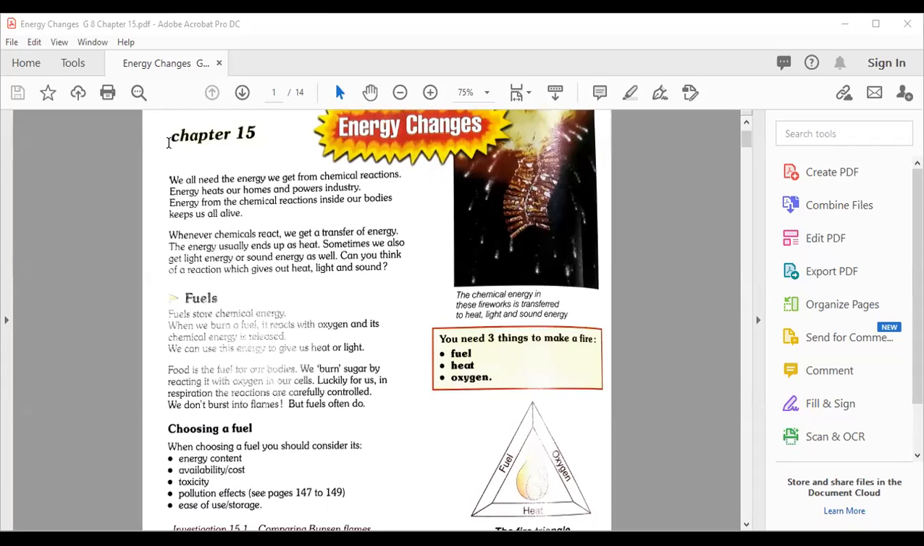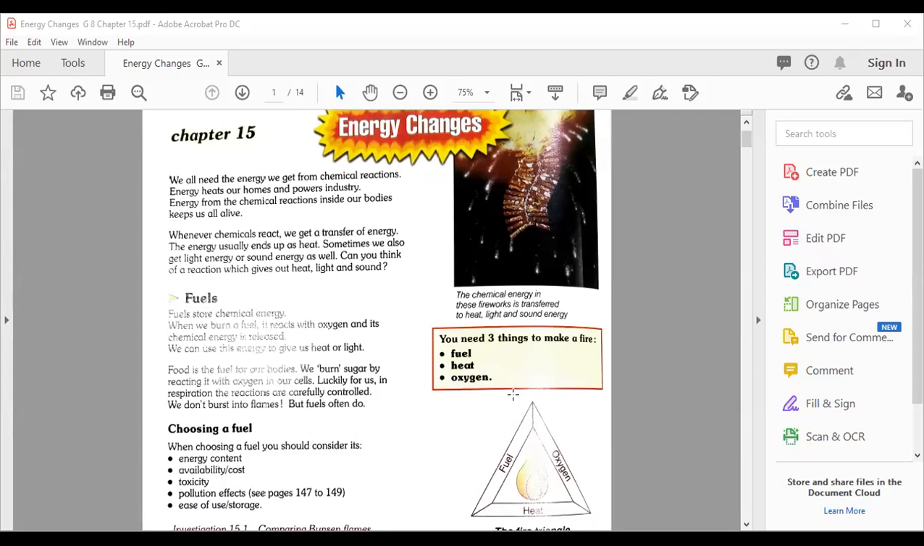As you know, we already discussed chapter number 15, changes, from page number 192. We learned a little bit about energy and its different forms. And we know what energy is: energy is the ability or capacity to do work. After that, we discussed fuel. So what is a fuel? Fuel stores chemical energy. When we burn a fuel, it reacts with oxygen and its chemical energy is released. We can use this energy to give us heat or light.